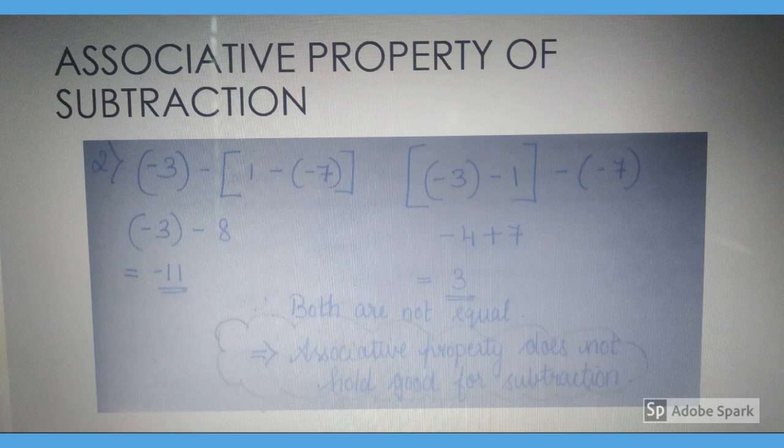Okay, so from this we can infer that associative property does not hold true for subtraction of integers. So associative property is not applicable for subtraction of integers. Okay, you all got it? Okay guys.